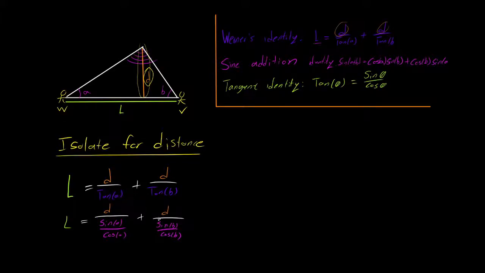Okay. Now this is a fraction on a fraction, and it's pretty disgusting, but we can simplify this a bit. This is really just D divided by sine over cosine. So we can just flip these around and multiply. So this will simplify to D cosine A over sine A plus D cos B over sine B. Now this looks pretty bad still, but we can simplify it a bit further.